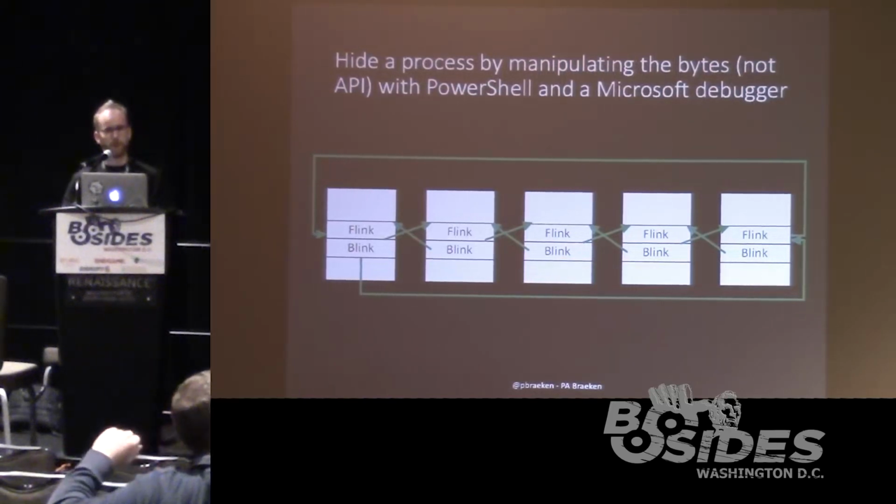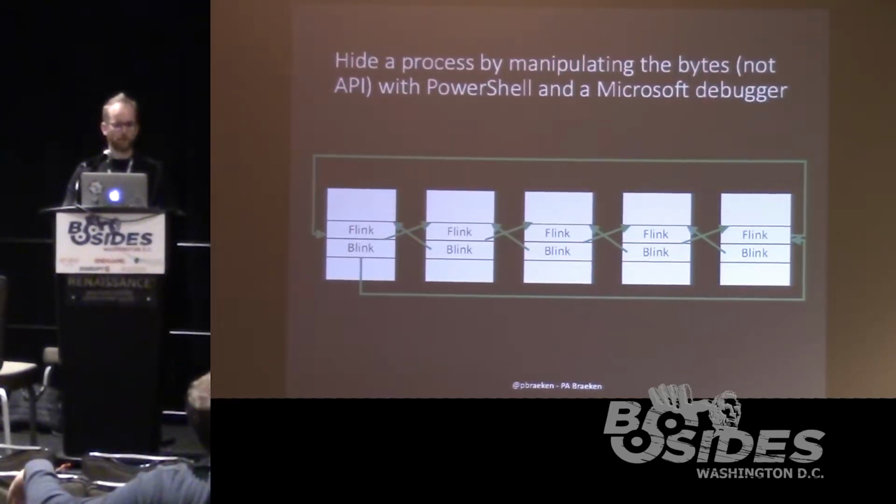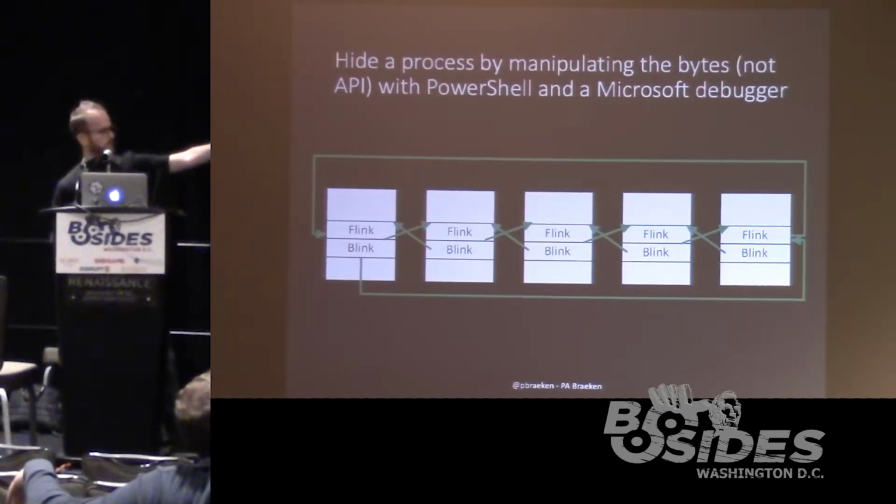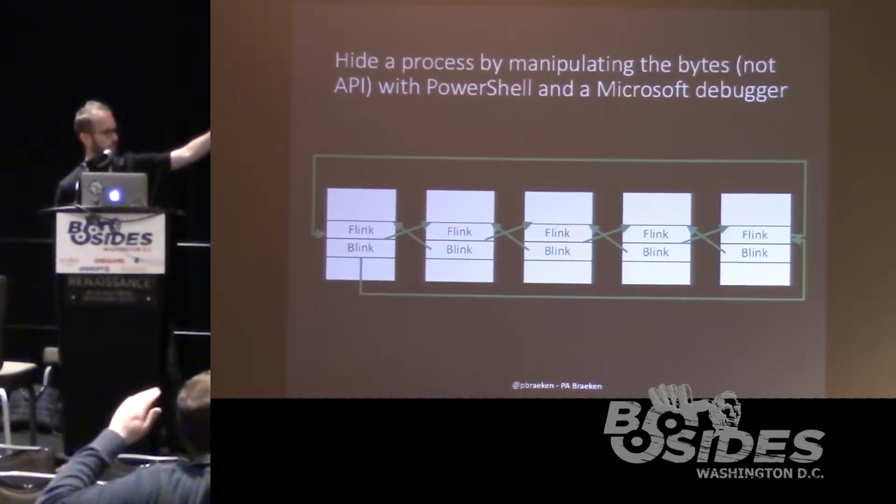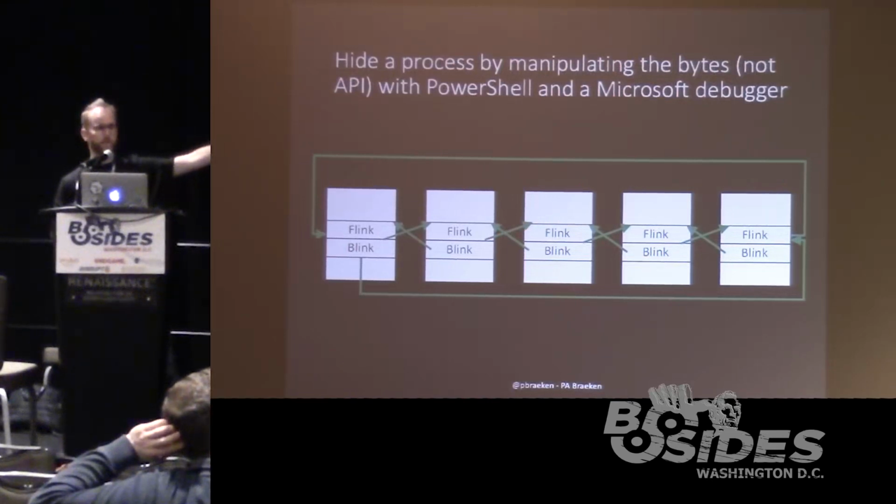So if you want to hide a process in memory, a process is contained in an EPROCESS structure. If you type "EPROCESS structure" on Google, you will find it, and you have this kind of information. Each little square is a process, and Flink and Blink are the forward link and backward link. You can see that everything is linked to each other in a circular way.